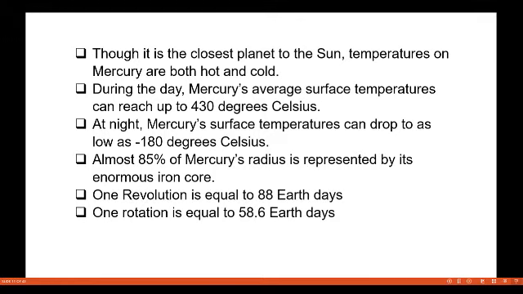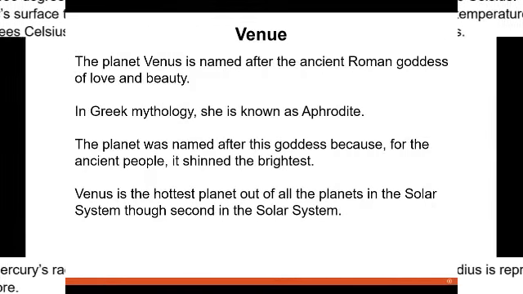Though it is the closest planet to the Sun, temperatures on Mercury are both hot and cold. During daytime, the average temperature on Mercury is 430 degrees Celsius, whereas during night, the temperature falls down to minus 180 degrees Celsius. Almost 85% of Mercury's radius is represented by an enormous iron core. One revolution of Mercury is equal to 88 Earth days, and one rotation is equal to 58.6 Earth days.